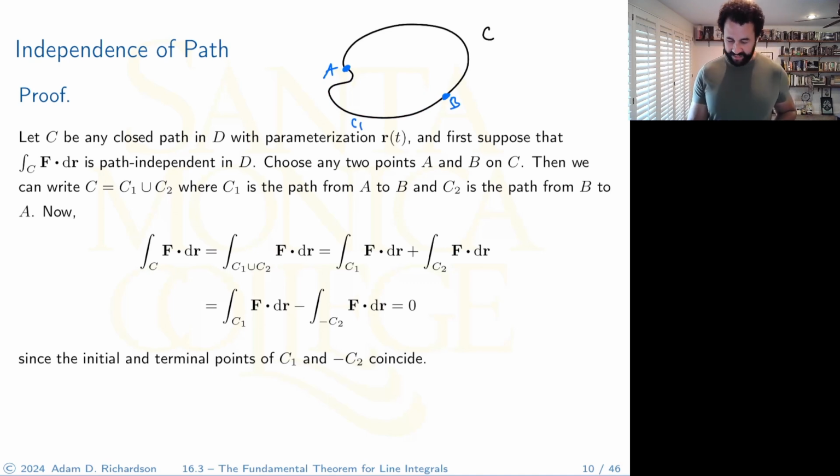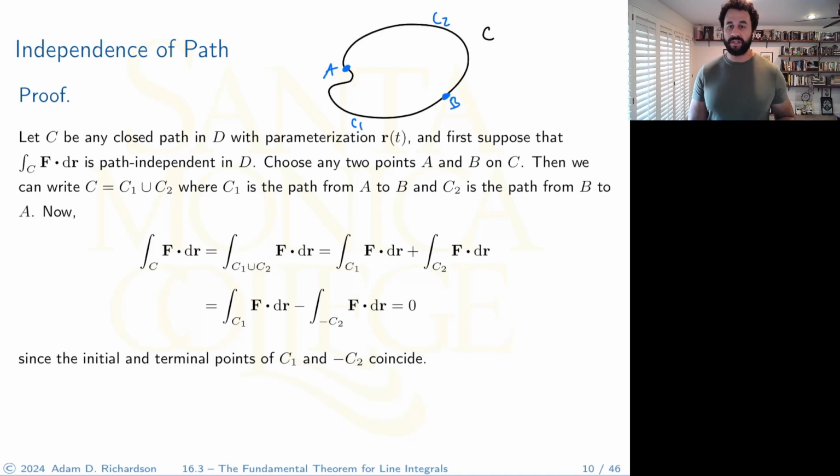C1. And then C2 is going to be the path from B to A. So C2 is going to be this path right here, C2. There we go. Now, let's look at our line integral. So here it is broken up. Our line integral over the curve C, we can rewrite it as a line integral over the union of these two curves, which we can then split up into a sum of two integrals using finite additivity.